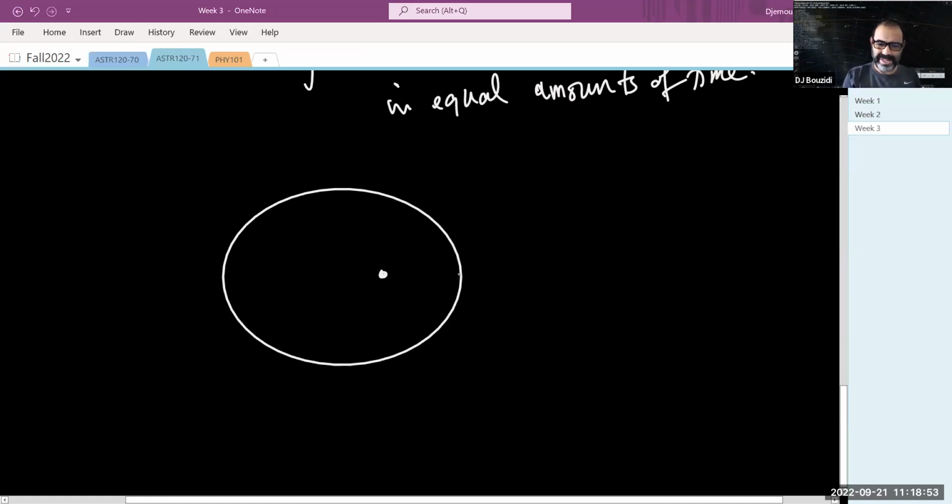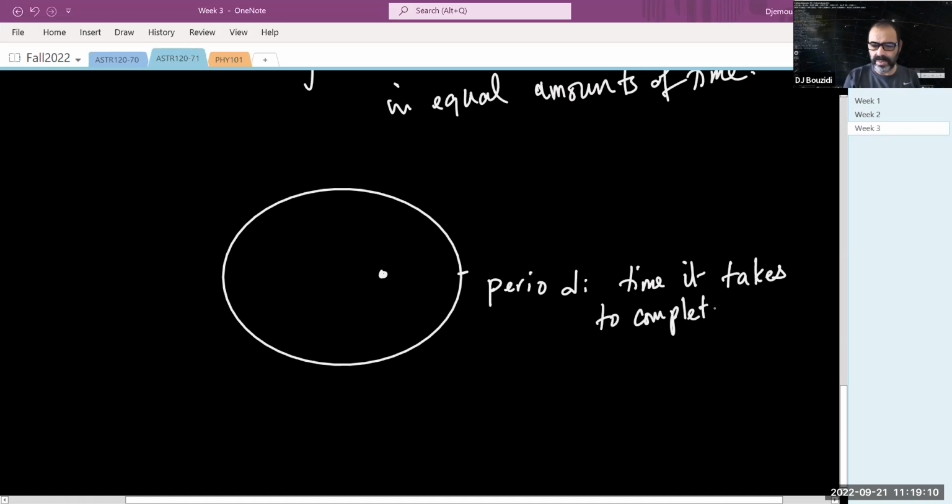So the planet, if you start from here and you wait until it goes a complete cycle, it comes back, that is a period. So the period is the time it takes to complete one cycle. For Earth, it's 1 year.